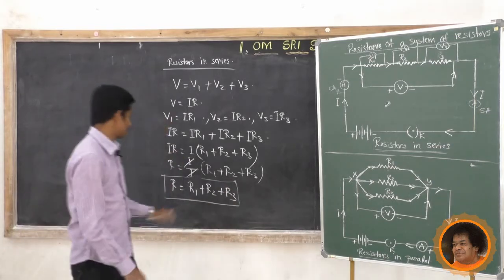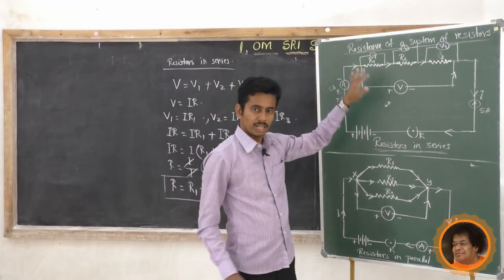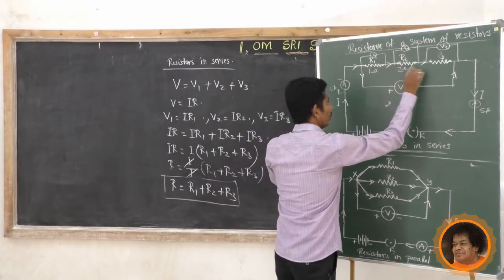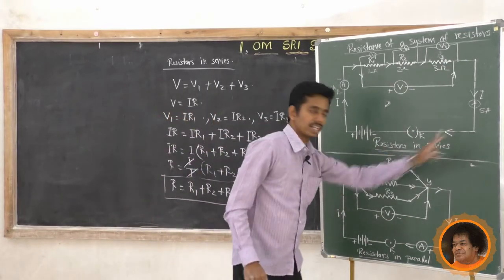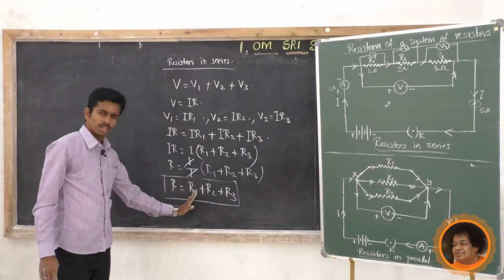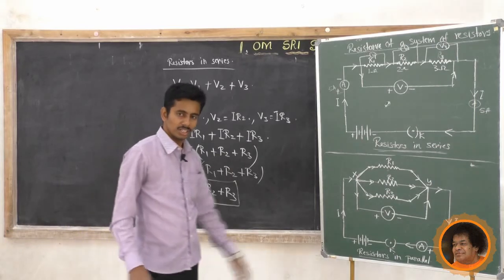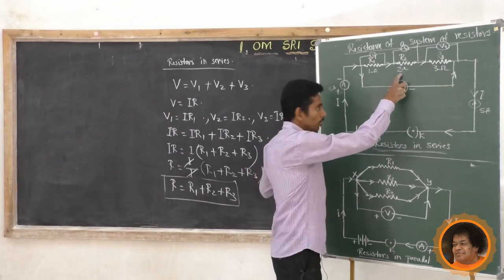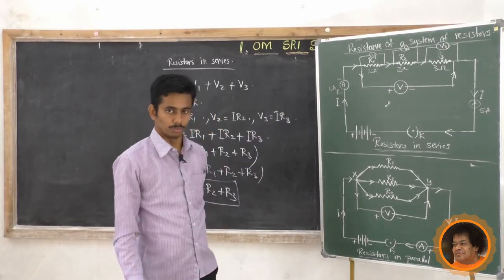From that, what do we conclude? The total resistance in the circuit is the sum of all the resistors present. For example, this is 1 ohm, this is 2 ohm, this is 3 ohm. What is the total resistance when resistors are connected in series? R equals R1 plus R2 plus R3. Add these resistors: 3 plus 2 is 5, 5 plus 1 is 6. So the total resistance of this circuit is 6 ohm. Sai Ram.